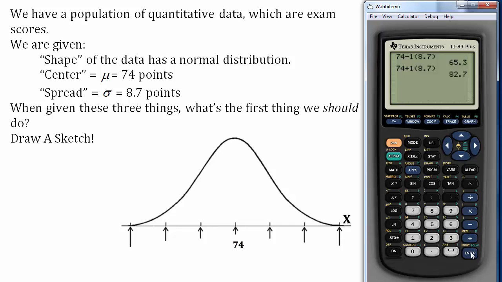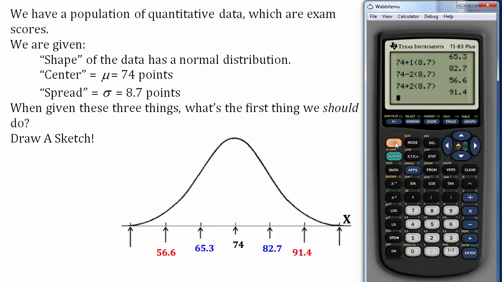So the middle 68% of all these exam scores are between 65.3 and 82.7. Let's get that in our sketch. Now press the second key and the enter key, and let's just change this +1 to a subtract 2. Press the second key and the enter key and change that subtraction to addition. Now we know the middle 95% of all these exam scores are between 56.6 and 91.4. Put that on your sketch.